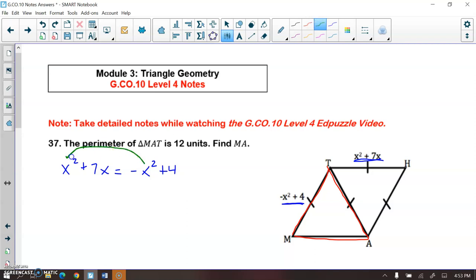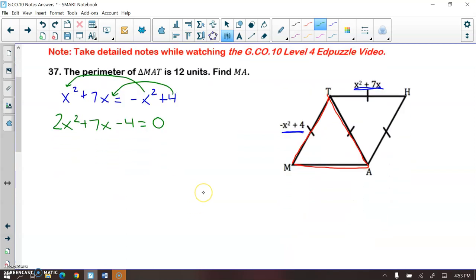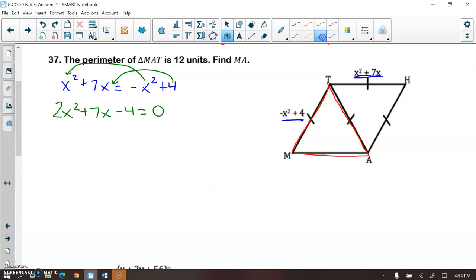Adding this x squared over, I would get a 2x squared plus a 7x squared. Since this is a quadratic, I need to set this equal to 0. So I'm going to subtract this 4 over as well. Okay. So I have a quadratic equation that I'm going to need to use the x method on.